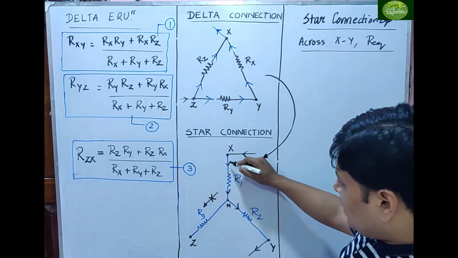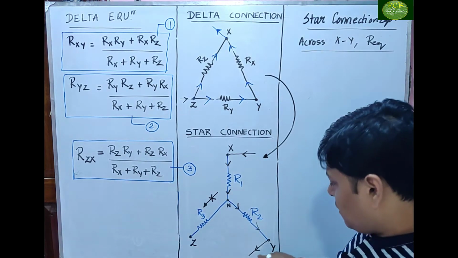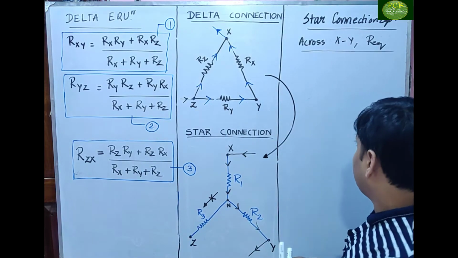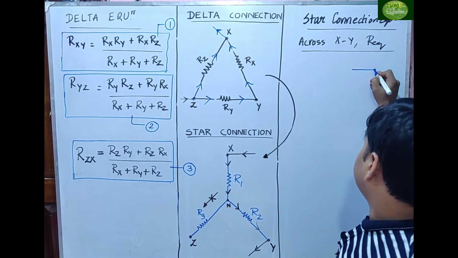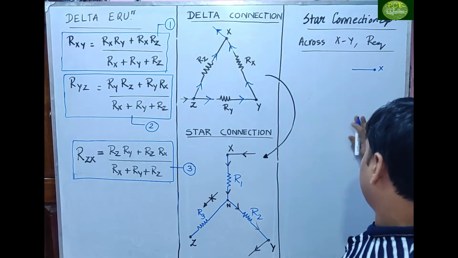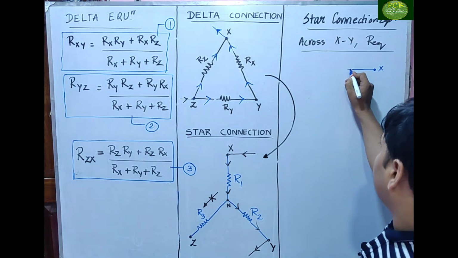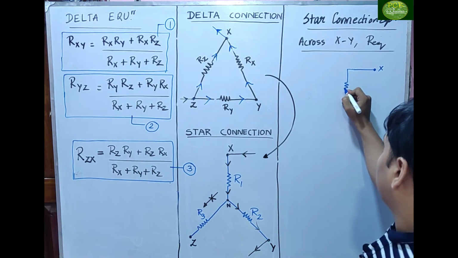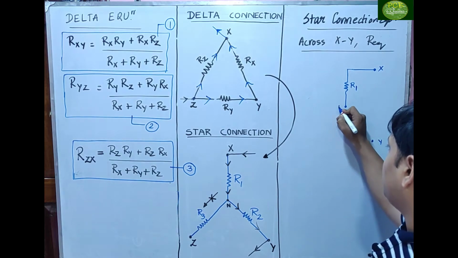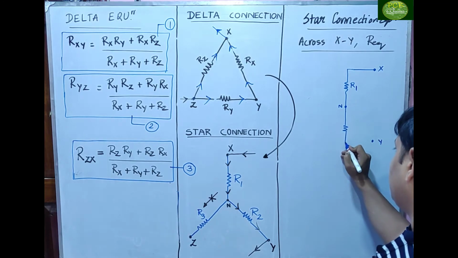So what is the current flowing in the R1? The same current will be flowing through the R2 and it will come out from the Y. We will draw its equivalent diagram so that it will be very clear. So this is the X and this is the Y. Fine. One terminal is there, R1, it is till neutral. From neutral, another resistor is at till Y.